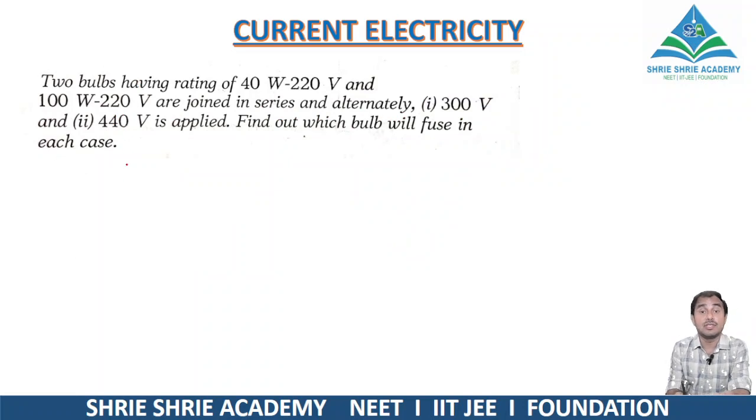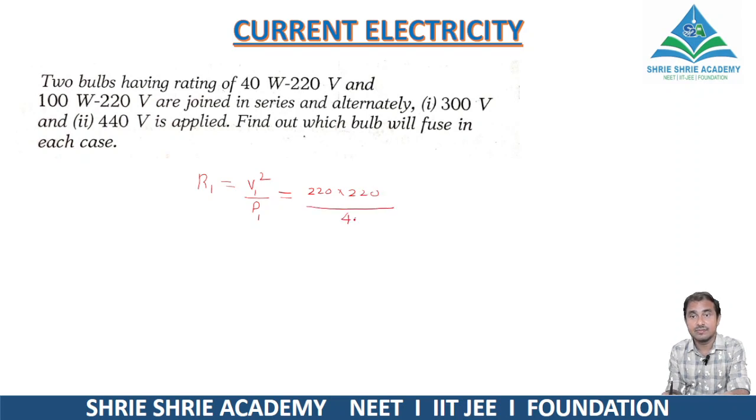Okay, so let us see this last question. How to solve it in a shortcut method, we will try to find out. In this kind of question, first we have to find out the resistance of the respective bulb. So for the first one, you use the formula V square by P, V1 square by P1. You are not supposed to do the calculation totally. You will write here 220 into 220 divided by 40.